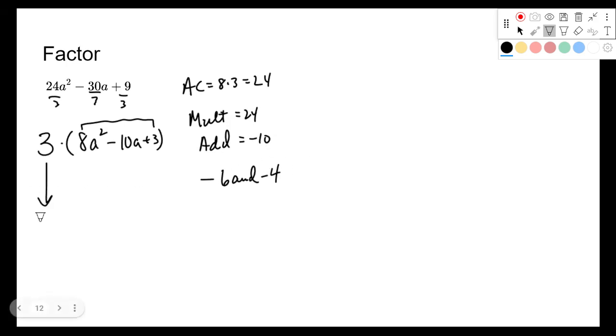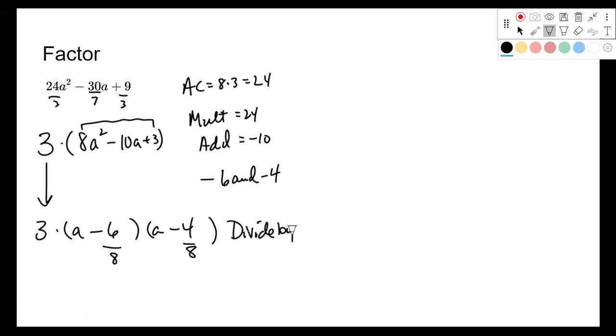All right, so now we're going to bring the 3 down. Here we go. Make our 2 sets of parentheses. We're going to factor this as if it didn't have an a coefficient. We're doing 1am, a and a. Fill the numbers in, minus 6 minus 4. And then we're going to divide each one of these by a. Divide by a equals 8. And now we're going to try to clean it up. If you can reduce, you need to reduce. So we have 3a minus 6 over 8, in lowest terms that is 3 over 4, right? And then here, 4 over 8 is 1 over 2.